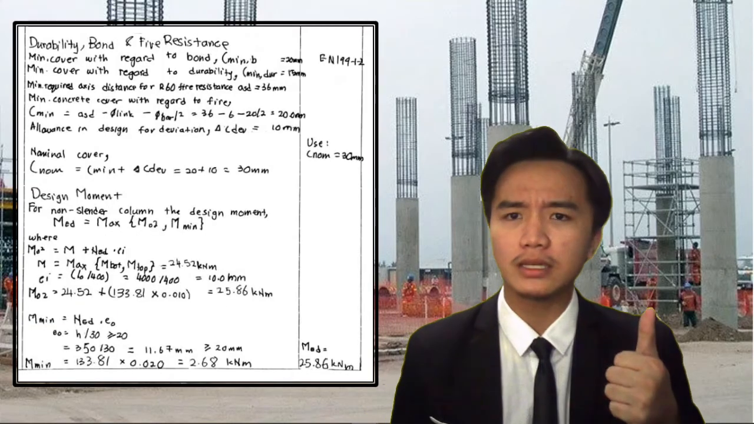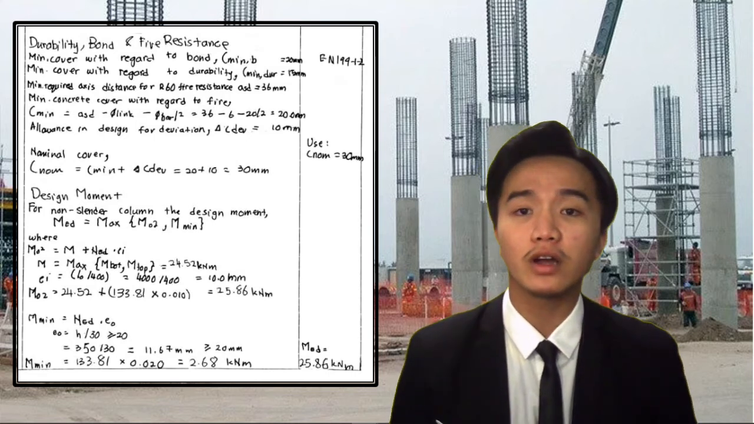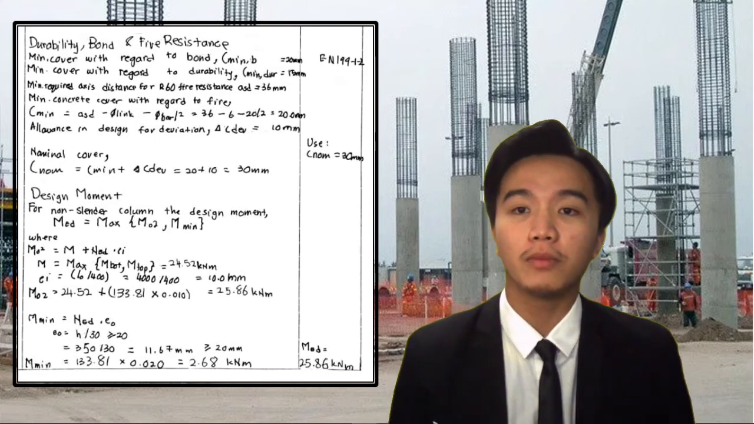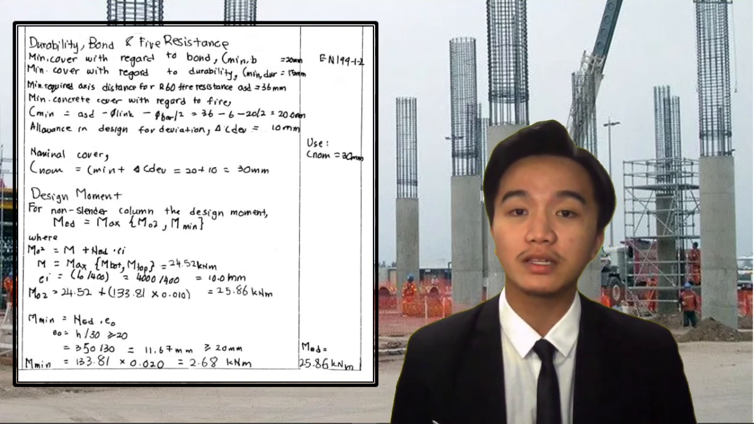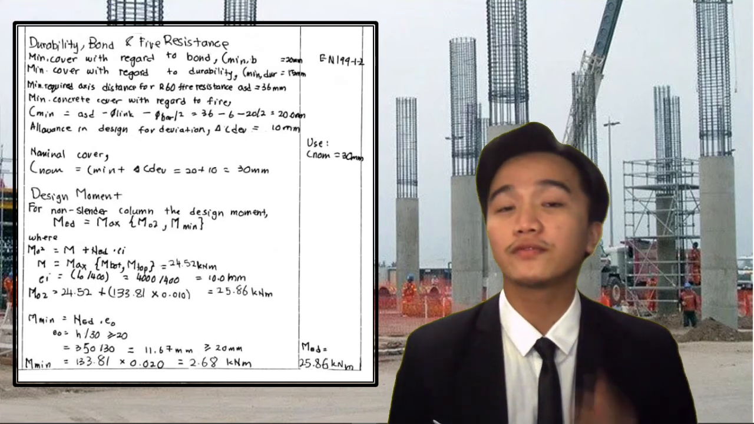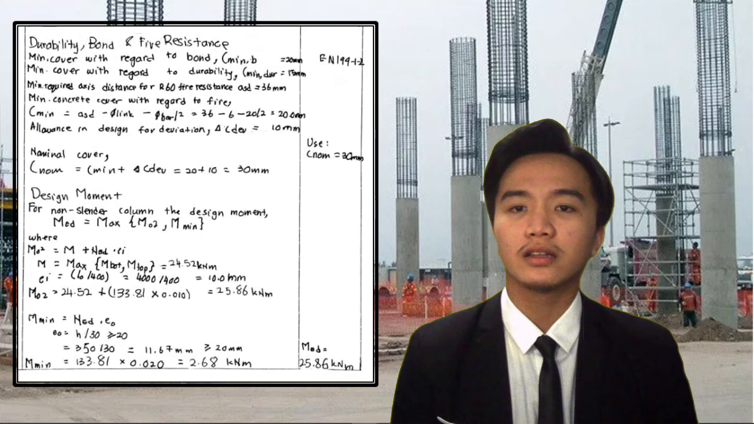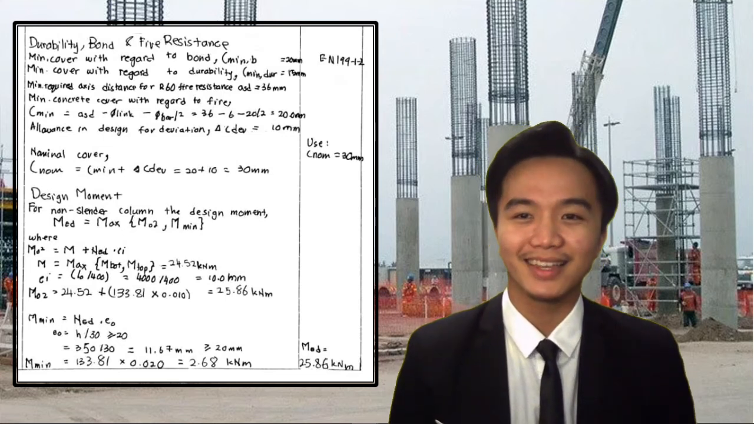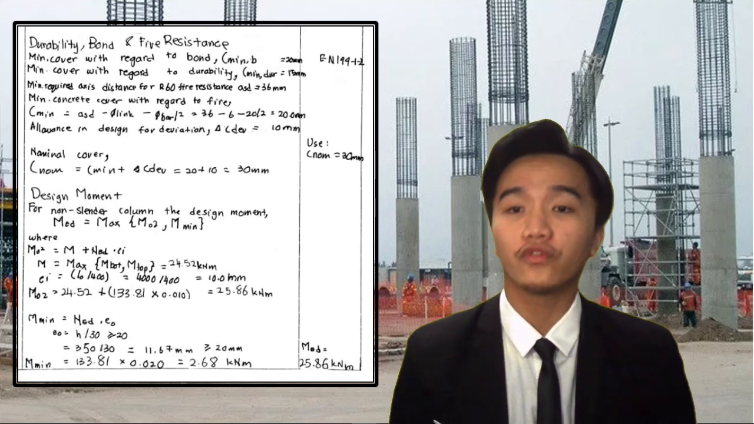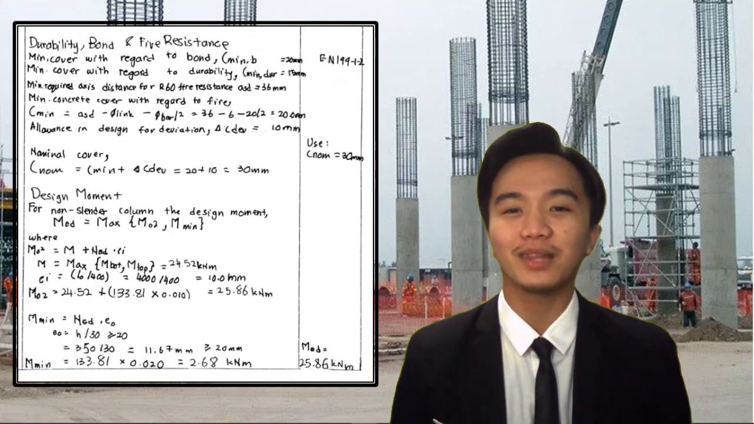So for the durability, bond and fire resistance, as stated here, the minimum cover with regard to bond, C min,b, is 20 mm, and the minimum cover with regard to durability, C min,dur, is 15 mm. For the minimum required axis distance for R60, the resistance of a SD for our column is 36 mm. While the minimum cover with regard to fire, C min, is 20 mm, and the allowance in design for deviation, delta C dev, is 10 mm.